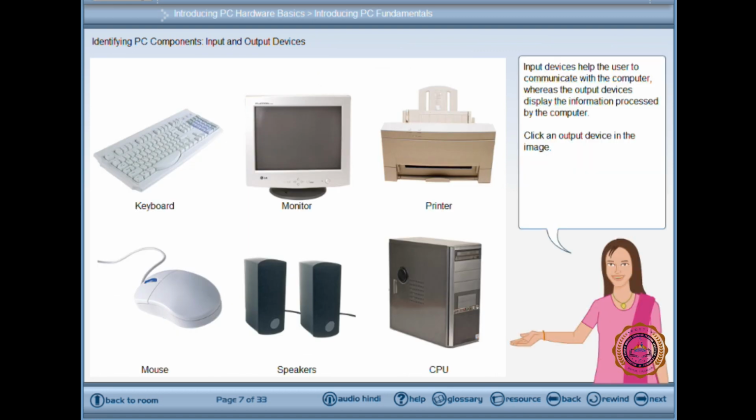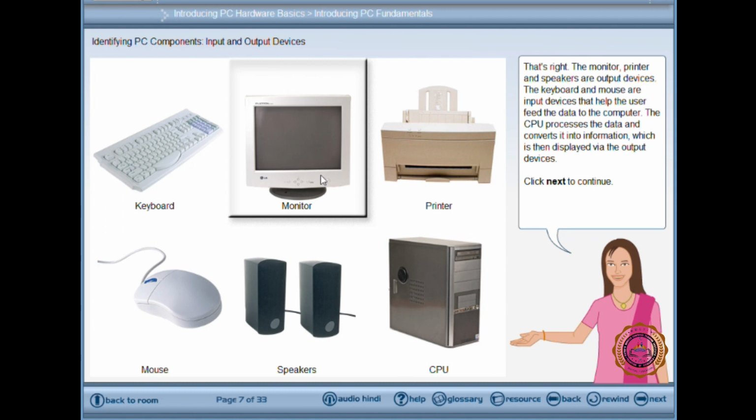Input devices help the user to communicate with the computer, whereas the output devices display the information processed by the computer. Click an output device in the image. That's right. The monitor, printer, and speakers are output devices. The keyboard and mouse are input devices that help the user feed the data to the computer. The CPU processes the data and converts it into information, which is then displayed via the output devices.